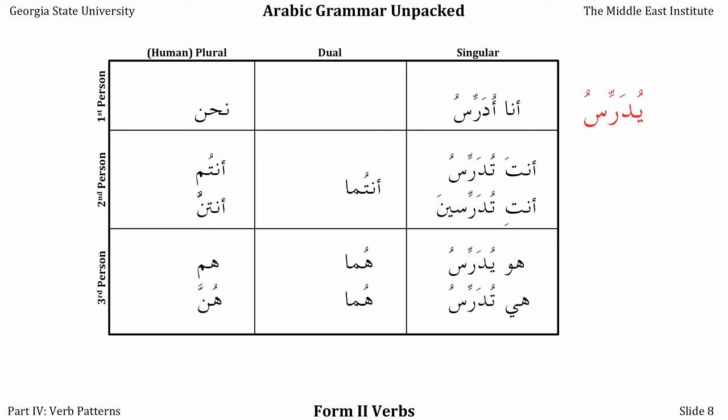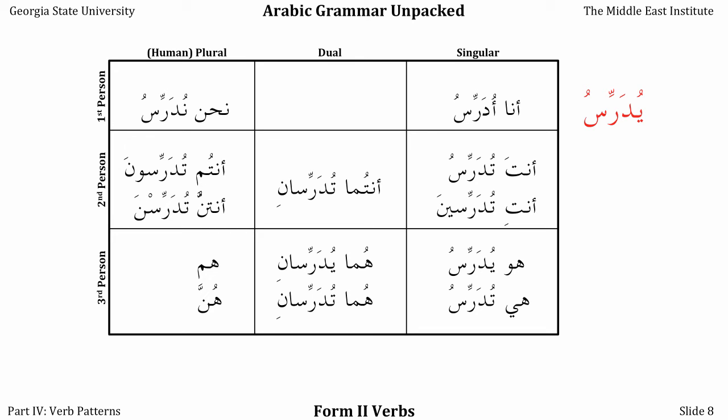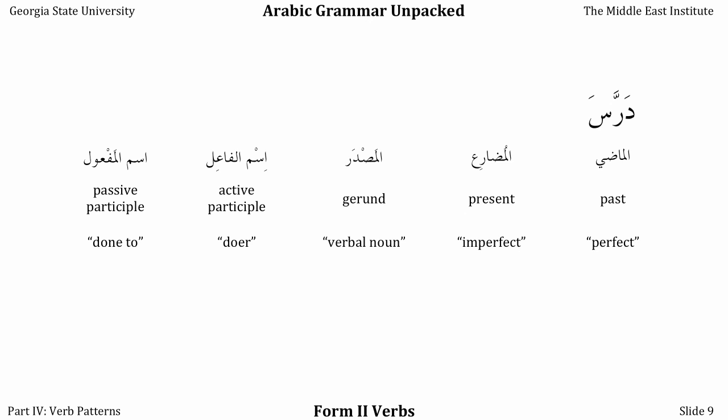Tudarrisin, yudarris, tudarris, and so on and so forth, using the exact same set of prefixes and suffixes. The tricky part here being you've got an extra syllable because there's no sukun, and you're also using the dhamma instead of the fatha on the prefix. So they're easy to conjugate, you just have to learn a separate pattern. Once again, these verbs are very predictable.